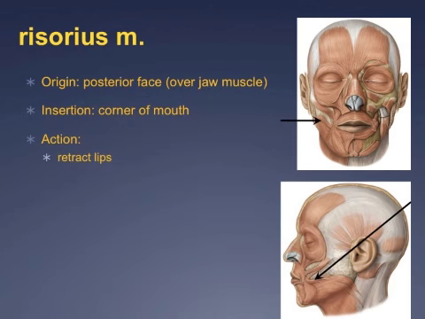Risorius comes from the Latin word meaning to smile. The risorius muscle is a superficial facial muscle that will retract the corner of the lips posteriorly. Feel the risorius muscle contract and pull your lips backward as you smile or say the sound E or A. Note that since risorius is a superficial muscle, it has been cut away on the right half of the face in the anterior view of the face on page 462.